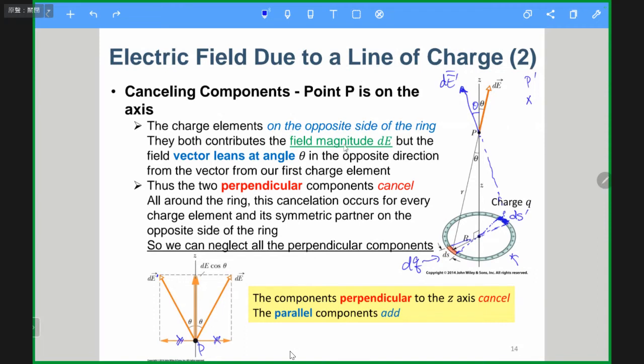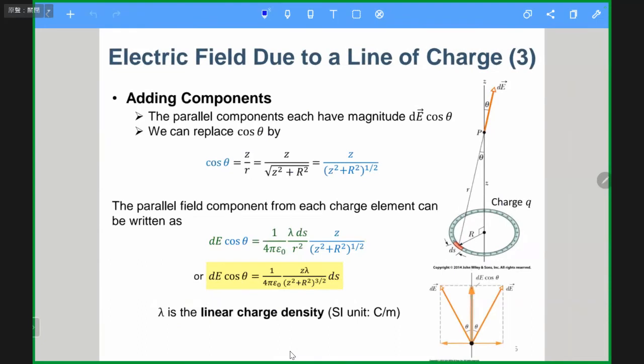Okay, so next, I think I have already mentioned it. The component perpendicular to the z-axis cancels, and the parallel component adds. Okay, so that's what I mentioned on this page. Okay, so the next thing is that just now we know the z-axis component of dE should be dE cosine of theta.